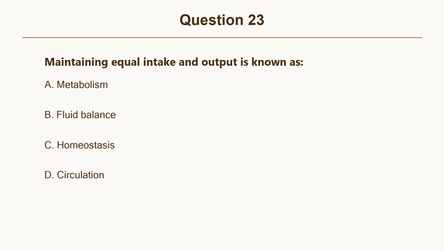Question 23. Maintaining equal intake and output is known as: option A, metabolism; option B, fluid balance; option C, homeostasis; option D, circulation. The correct answer is option B, fluid balance.